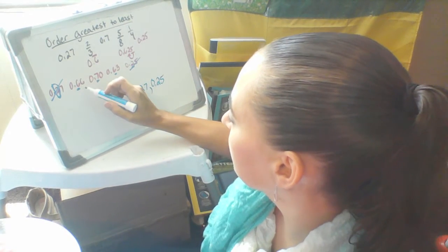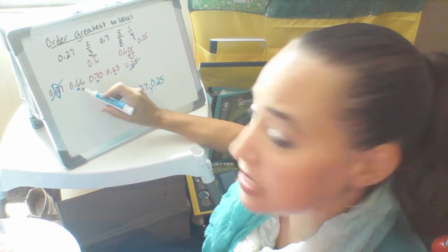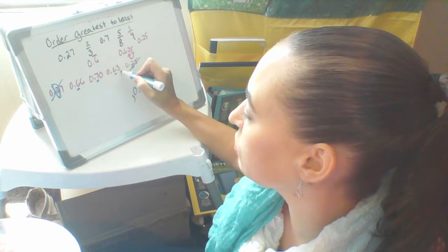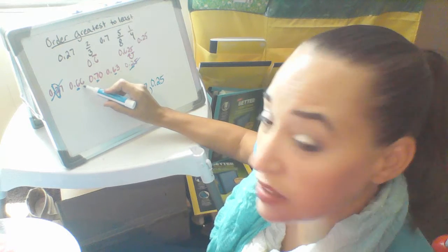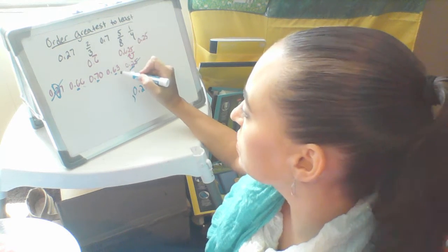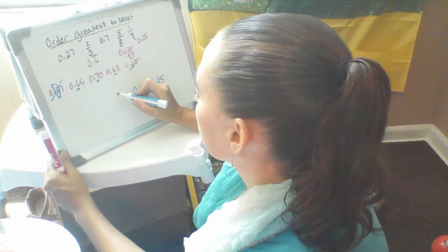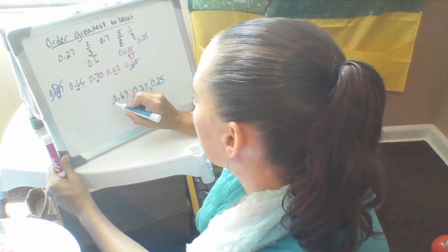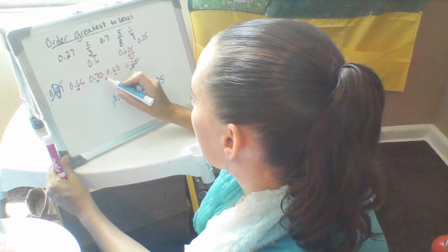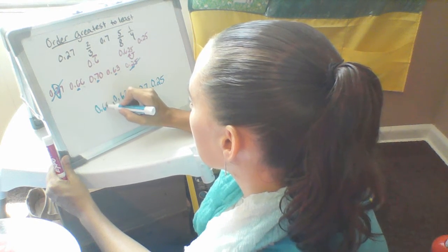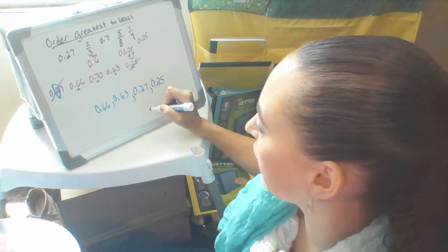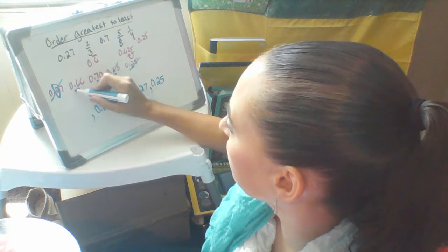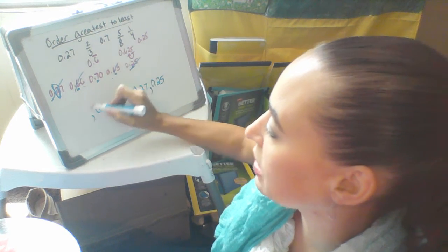Now let's see. We have a 6 and a 6. So what comes after the 6? Another 6 and a 3. Which one's bigger? The 6. So the 3 is smaller. So it would be 0.63, right? And 0.66 is bigger. And then the biggest is the 0.70.